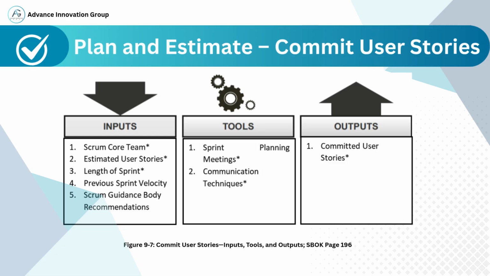The main output of this process is the committed user stories. These are the stories the team agrees to deliver in the upcoming sprint, and these become the basis for the sprint backlog. It's important to note that this is a collaborative process. It's not the product owner assigning tasks to the team. The team itself decides what they can realistically commit to based on their velocity, capacity, and confidence.